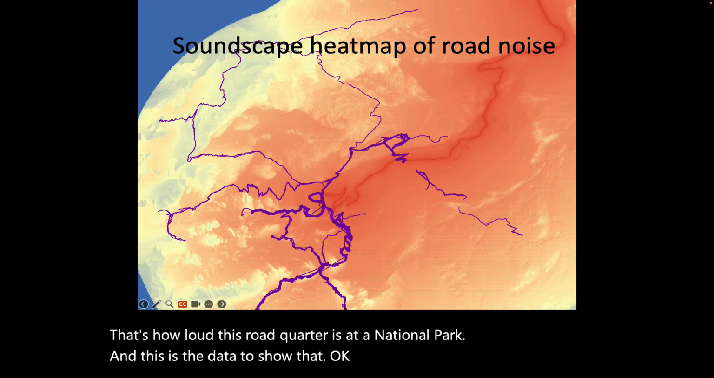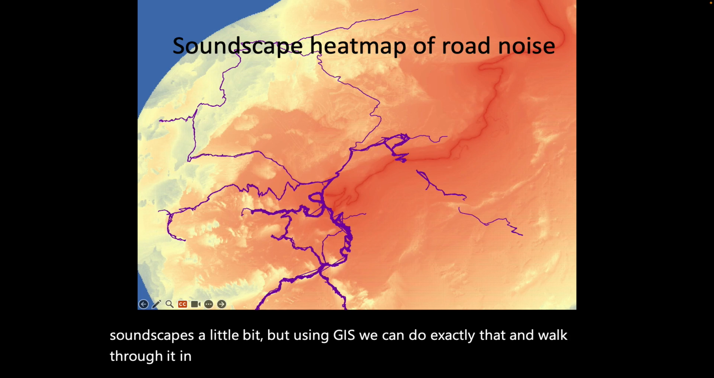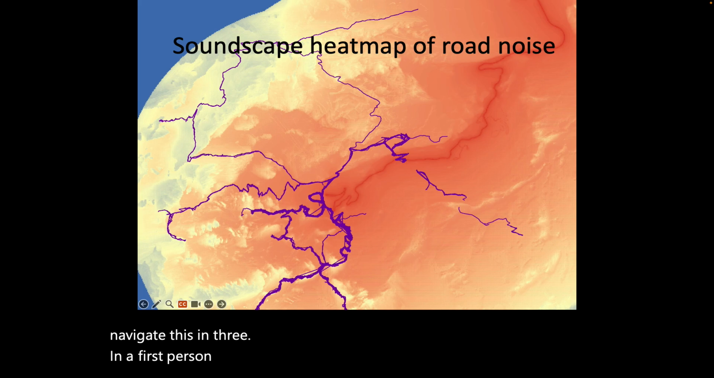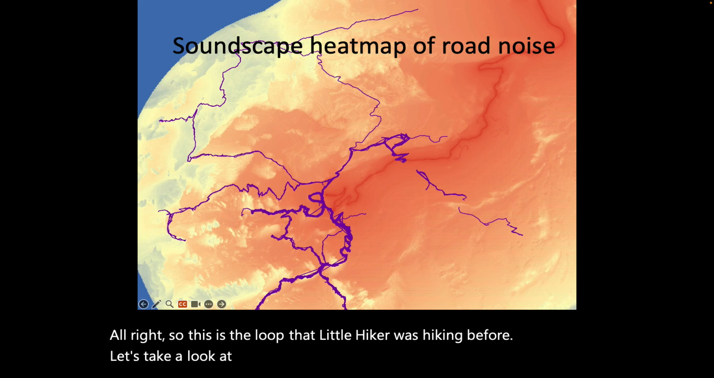So, it's a little bit hard to visualize soundscapes, but using GIS we can do exactly that and walk through it in 2 dimensions, or I'm writing software to be able to navigate this in 3, in like a first-person video game style format, walking through a soundscape. All right, so this is the loop that little hiker was hiking before. Let's take a look at a similar track, but not that particular one.